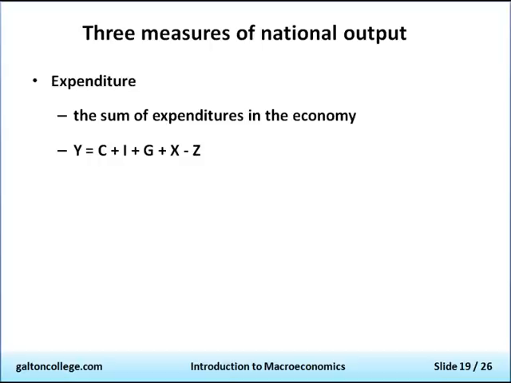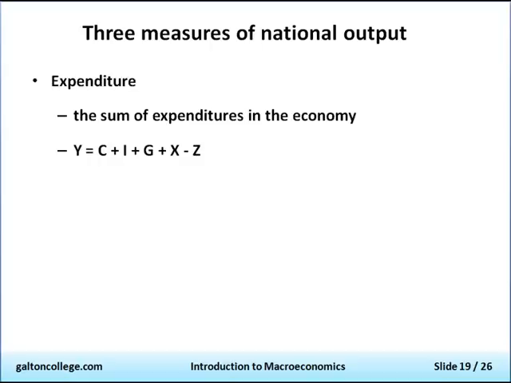And Z is made up from savings, imports, and taxation. Savings, imports and taxation. So Y is equal to C plus I plus G plus X minus Z. Y for income, C for consumer expenditure, I for investment expenditure, G for government expenditure, X for exports, and Z is the total of taxation revenue, plus imports, plus savings.